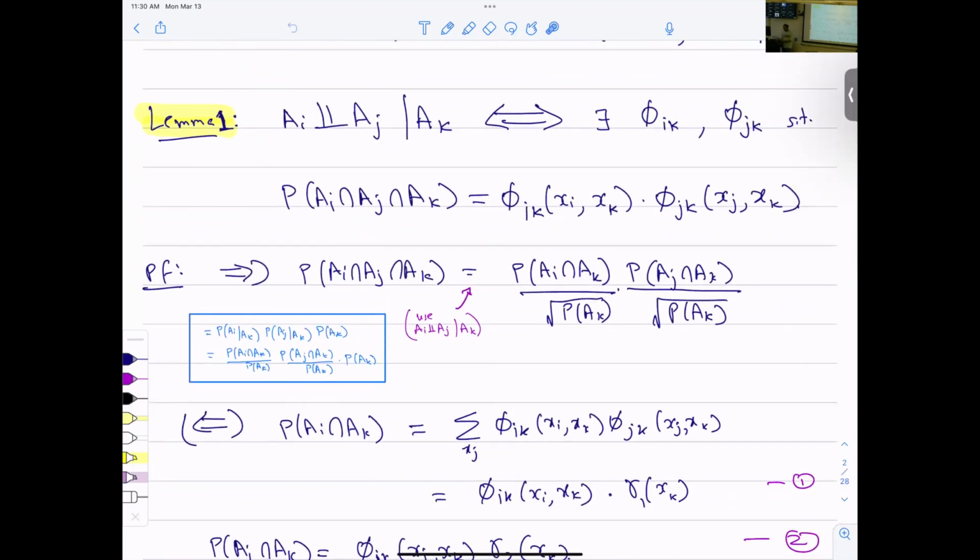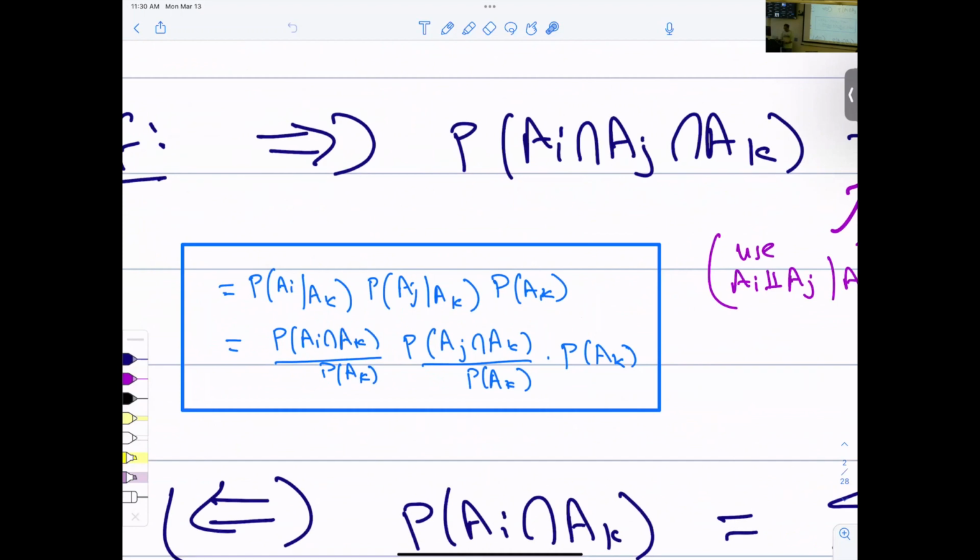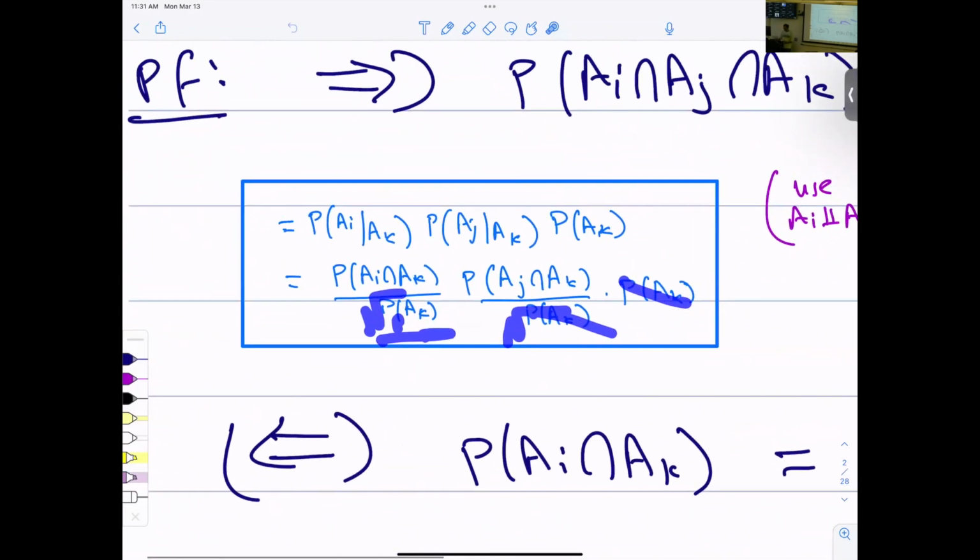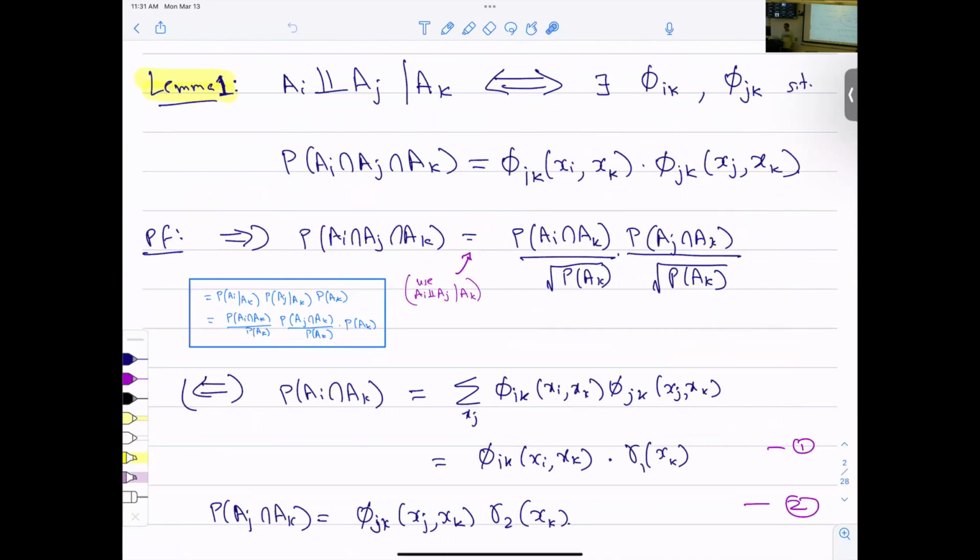So the forward proof. You're interested in Ai intersect Aj intersect Ak. For the forward direction, I'm assuming i and j are conditionally independent given k. So it is nothing but P(Ai given Ak) times P(Aj given Ak) times P(Ak). Which can be rewritten as P(Ai and Ak) divided by P(Ak), times P(Aj and Ak) divided by P(Ak), times P(Ak). This cancels. I can take this and break it into square roots, and that's what gives me this. So now I've found a function that is just a function of i and k, and another that is just a function of j and k. We have shown that the triplet probability is written in this form. That's one direction.